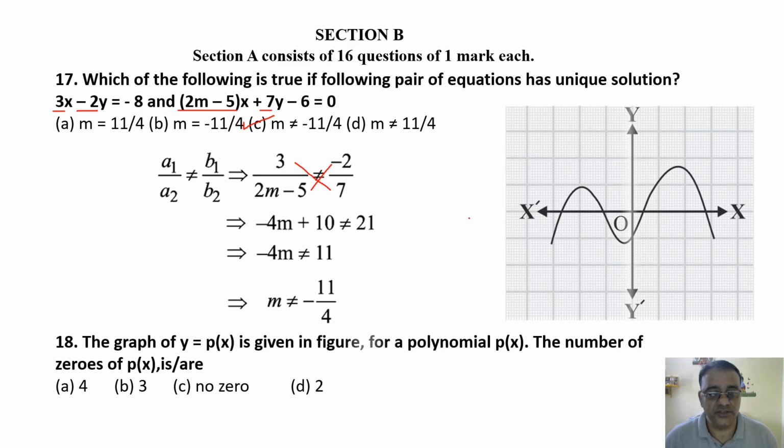Now the next question, question number 18. The graph of y is equal to p of x is given in the figure. For a polynomial p of x, the number of zeros is 1 2 3 4. We will count the number of intersections with the x-axis, right? So the correct option is option A. Now we are moving toward question number 19.